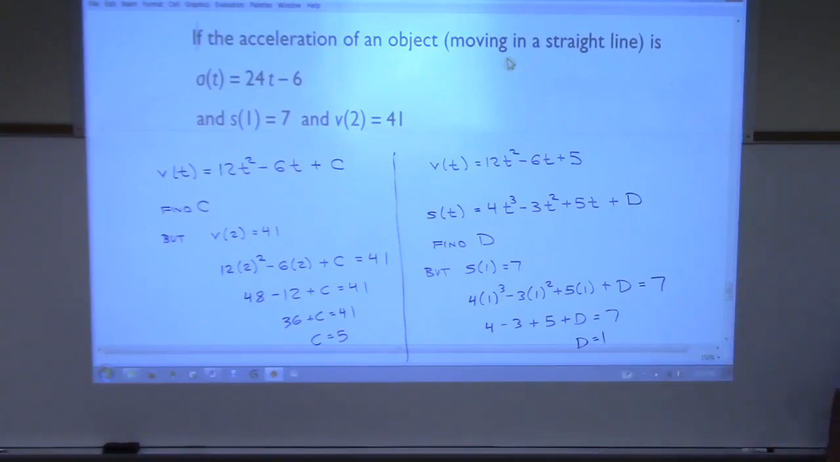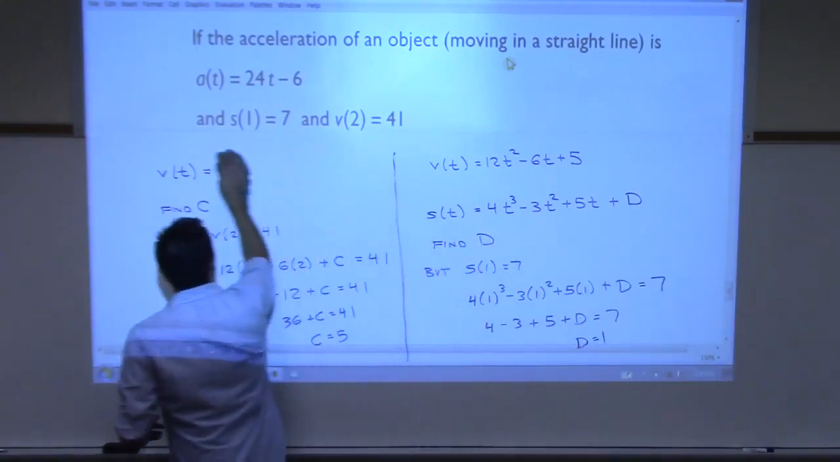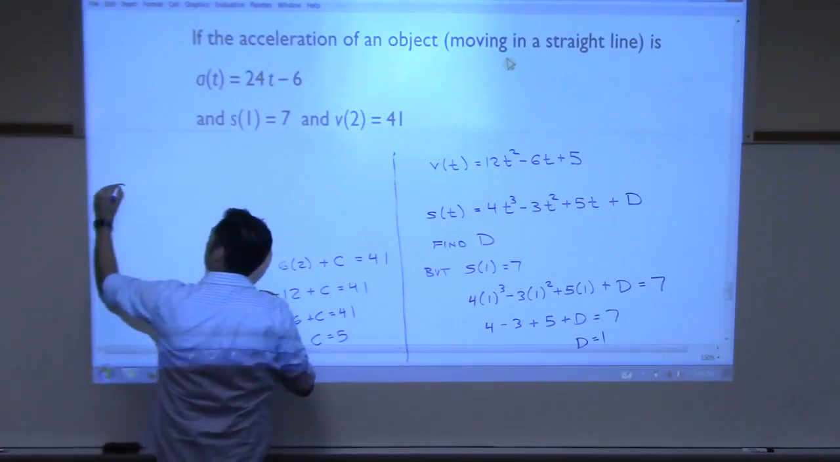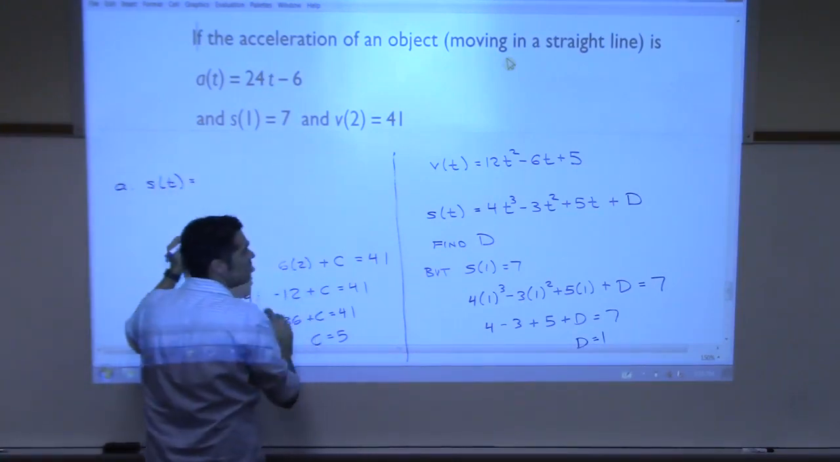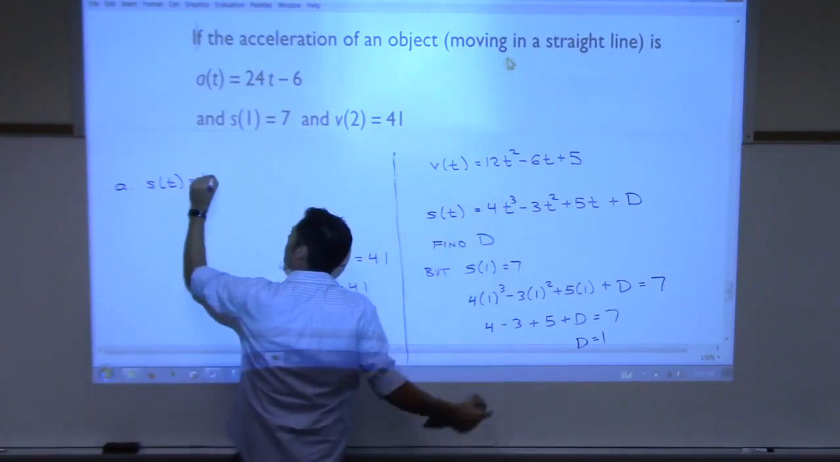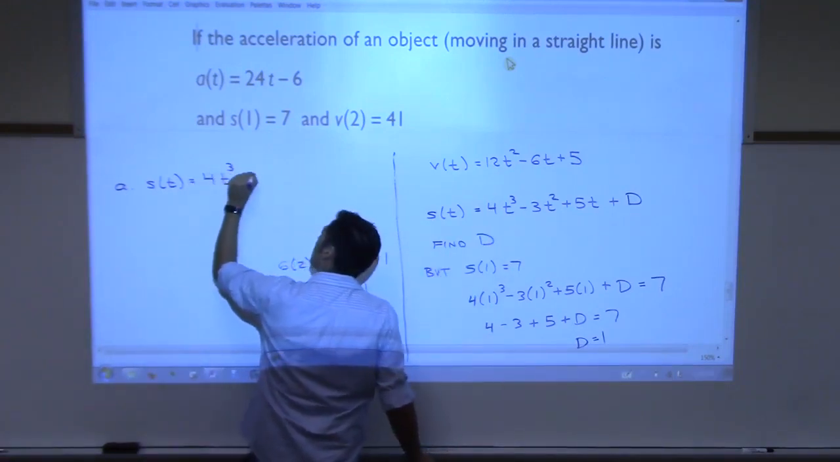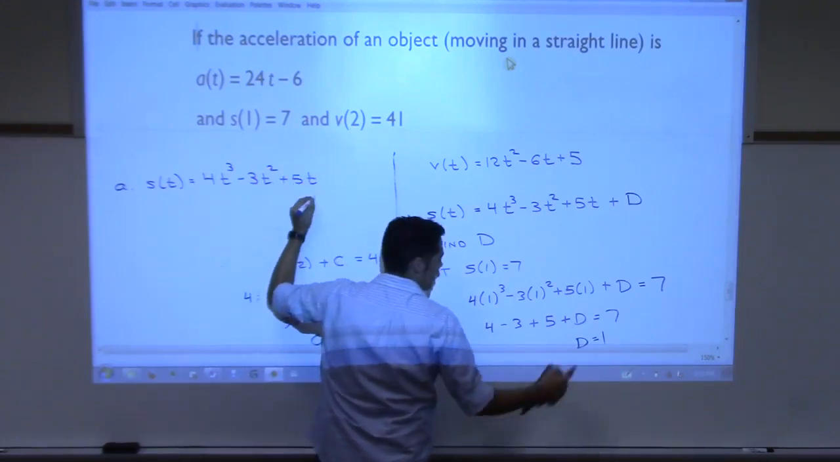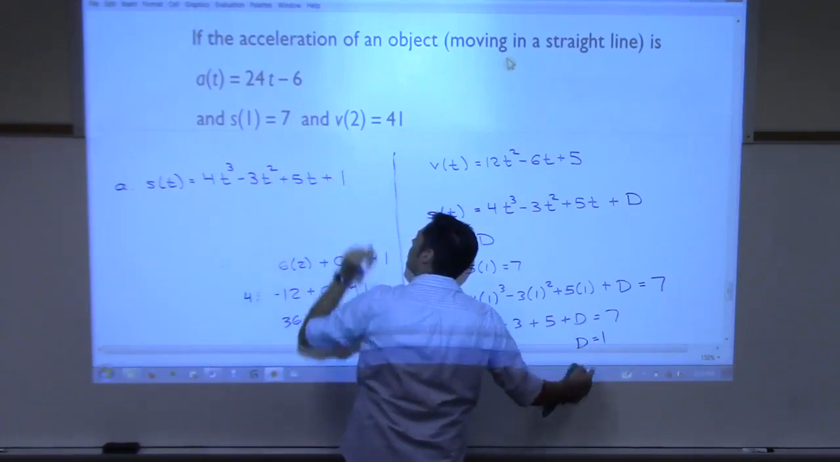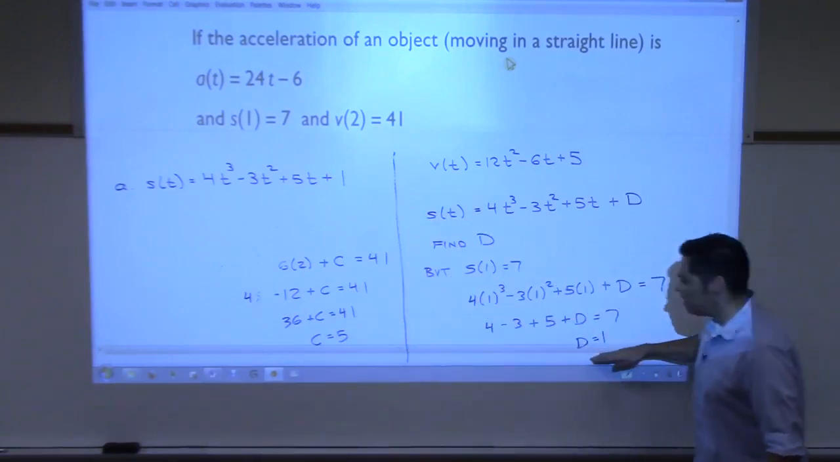So I think I'm ready to answer part A. Part A said, what's the position function, right? So to answer part A, my position function is s of t equals 4t cubed minus 3t squared plus 5t and then plus 1. Does everyone agree with d is 1?